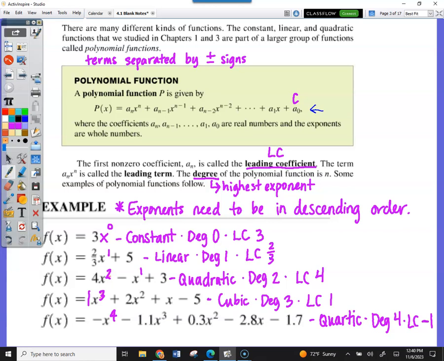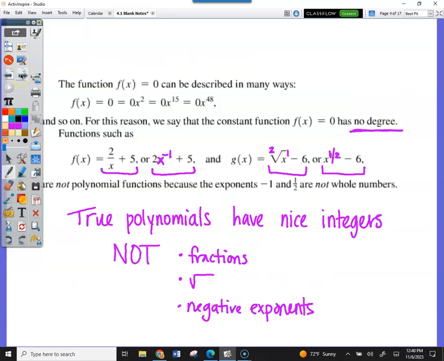Quadratic, cubic, quartic. Are there any questions on this slide? Being able to identify leading term, degree, leading coefficient, and type of function. Okay, next slide was letting you know that we are dealing with polynomials, and polynomials, which is one of my favorite things, they have nice integers. There are no fractions, no decimals, no radicals, no negative exponents, none of that, which is why I like polynomials.